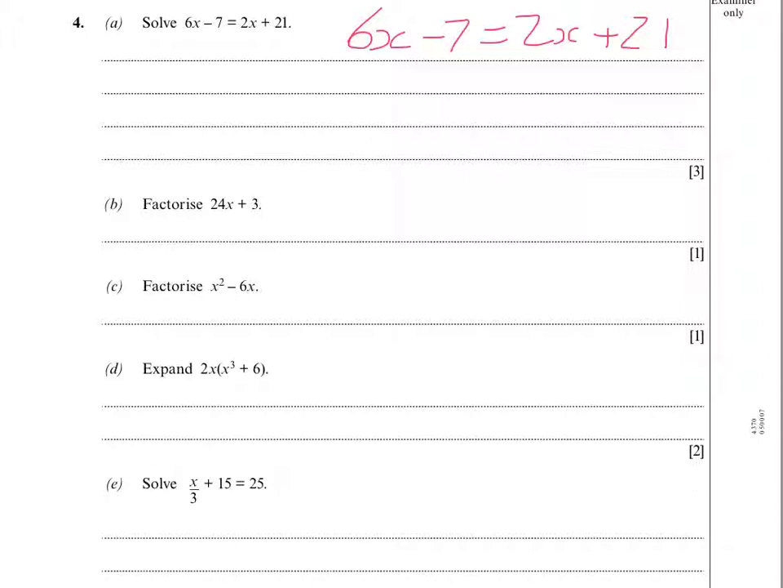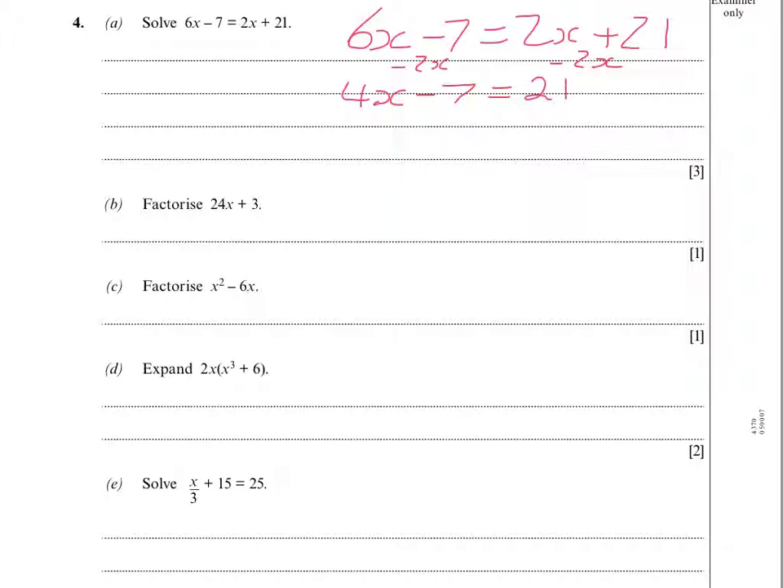So on the underneath I'm just going to write what I'm doing. So taking away 2x from both sides, 6x, take away 2x, will leave me with 4x minus 7. The 2x will disappear from the left, and I've just got 21.